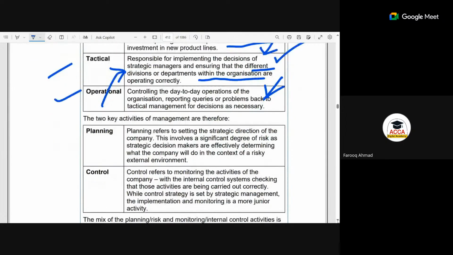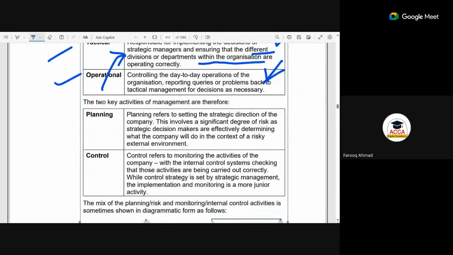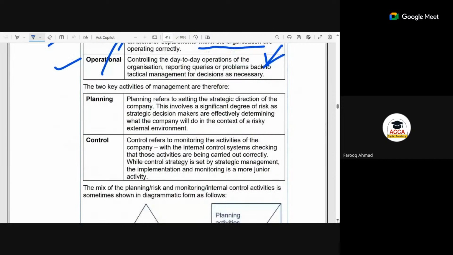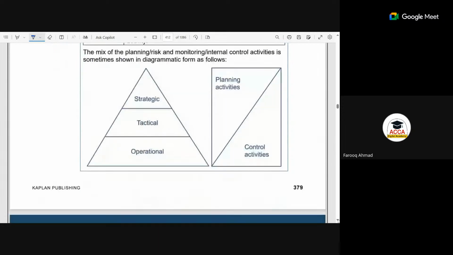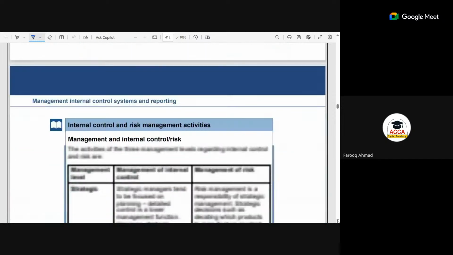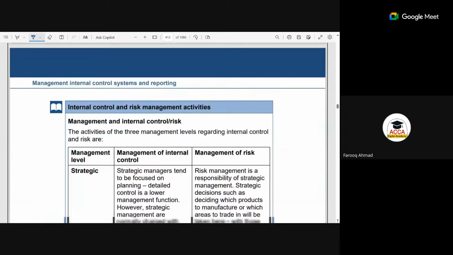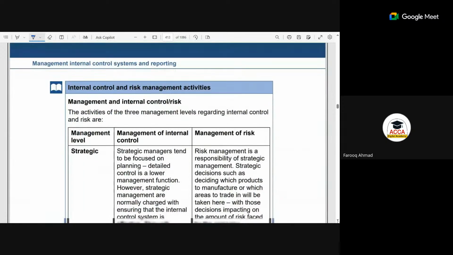The two key activities of management are therefore planning and control, across the strategic, tactical, and operational levels, including internal control and risk management activities.